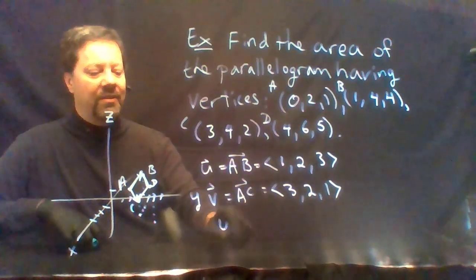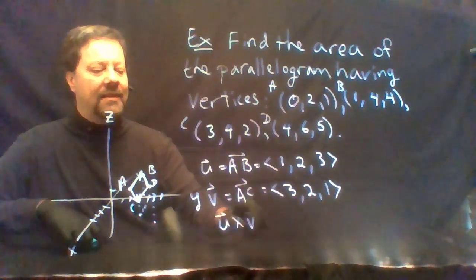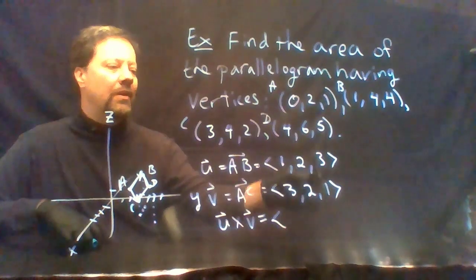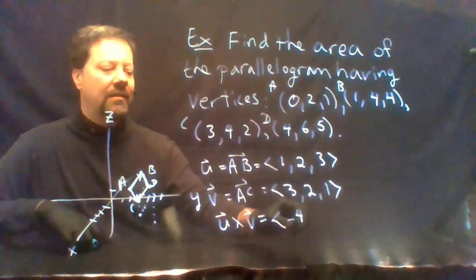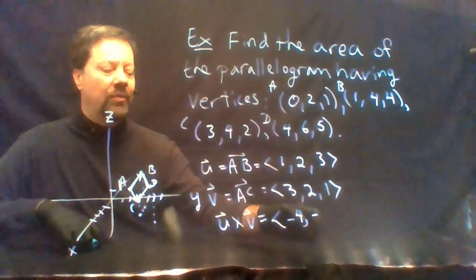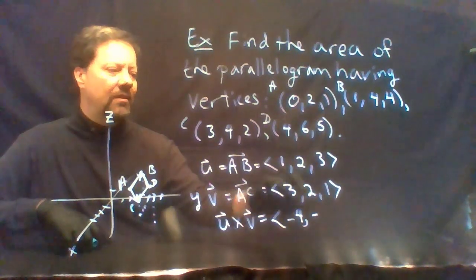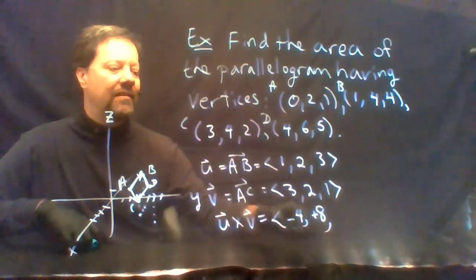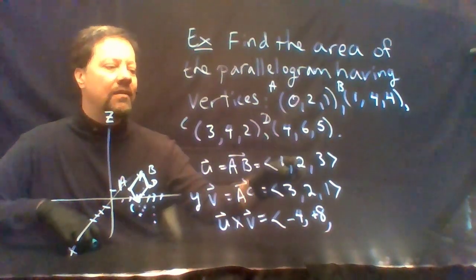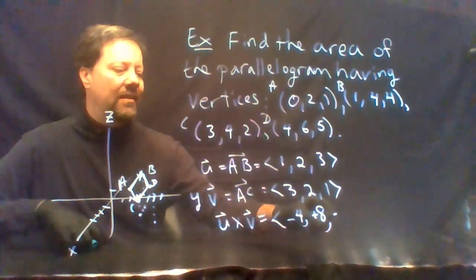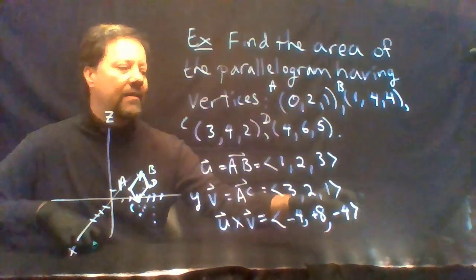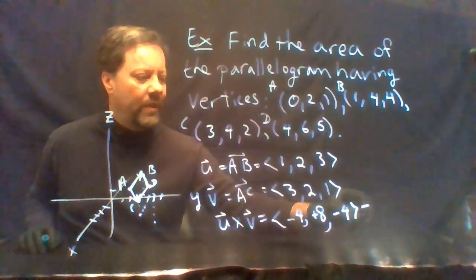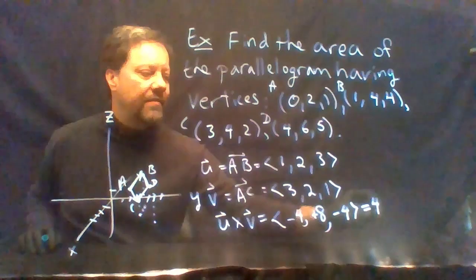So first step, let's calculate U cross V. That's going to be 2 minus 6 is negative 4. We'll get a preemptive minus on the middle one. 1 minus 9 is negative 8. And then 2 minus 6 is negative 4. We'll get a little more efficiency if we factor a 4 out of this.